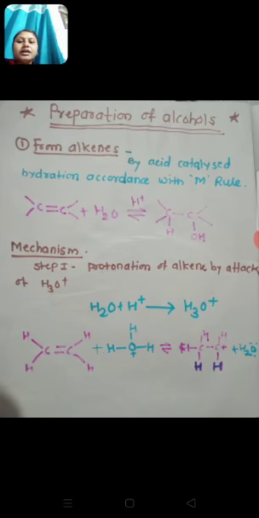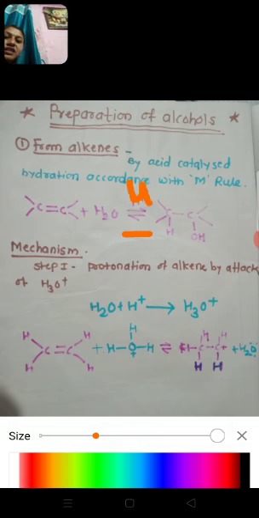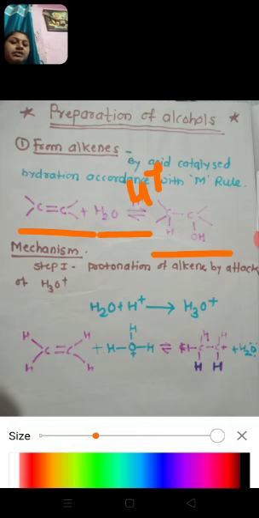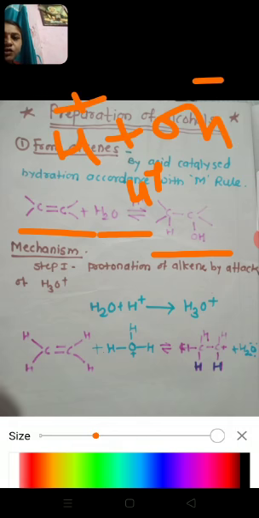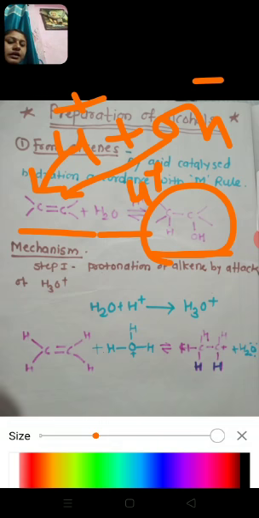See here the preparation of alcohol from alkene. This is acid catalyzed, hence we write H plus ion on the arrow. Here we have the alkene and we add the H2O molecule in the presence of acid, and in this way alcohols are formed. Water means H plus and OH minus. H plus adds here and OH minus adds here, and in this way this alcohol is formed.